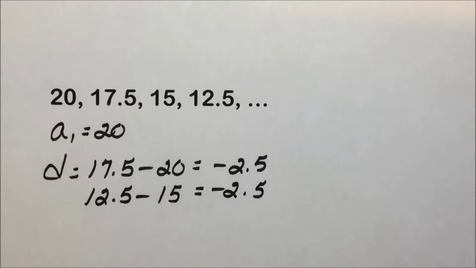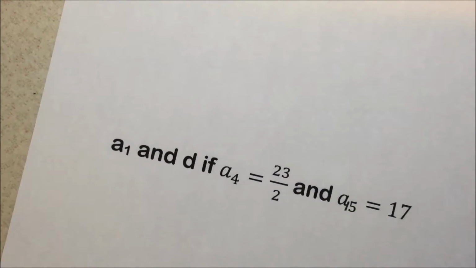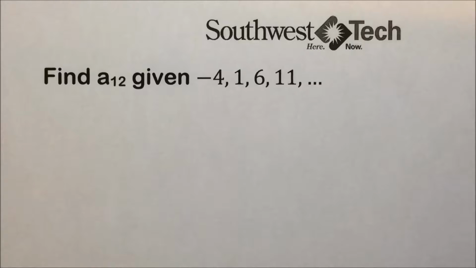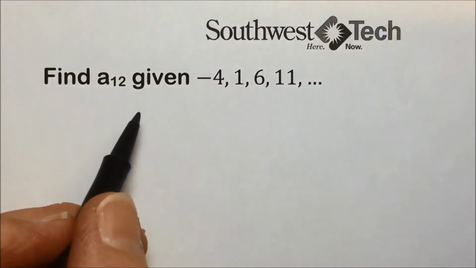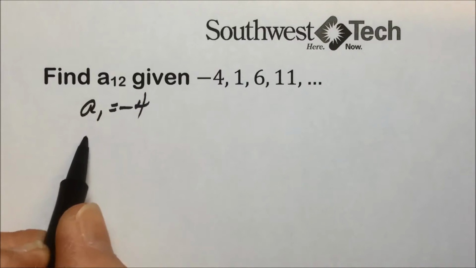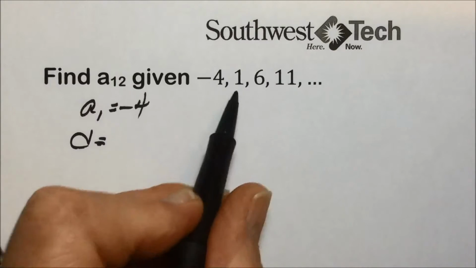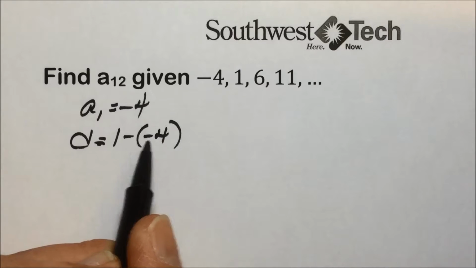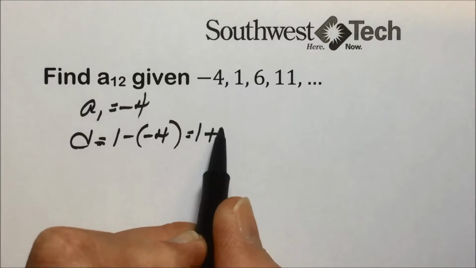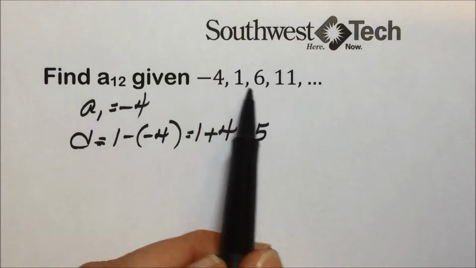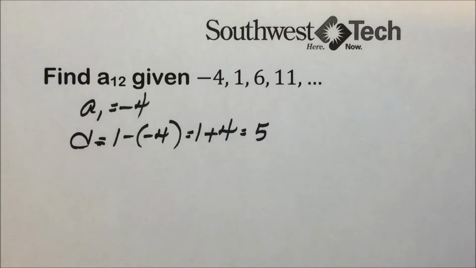We then can use that nth term formula to help solve problems that look like this. They're asking us to find the 12th term in this arithmetic sequence. So we have our first term, negative 4. Our common difference can be found by taking 1 minus the preceding term. Minus a negative is the same as adding 4, which ends up giving us 5. And again, verifying that, 6 minus 1 is 5, 11 minus 6 is 5.